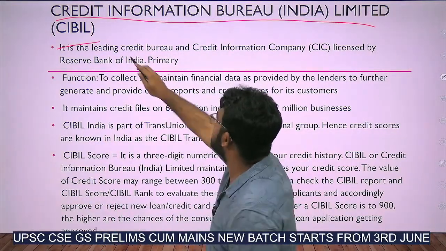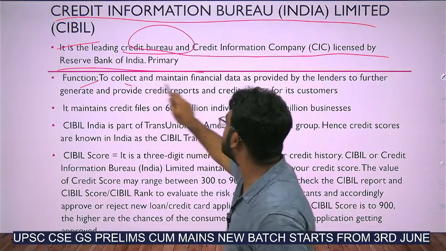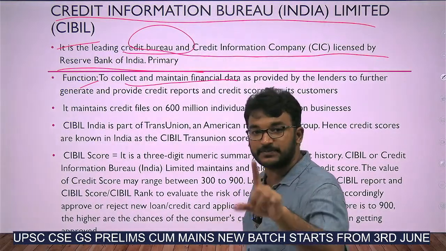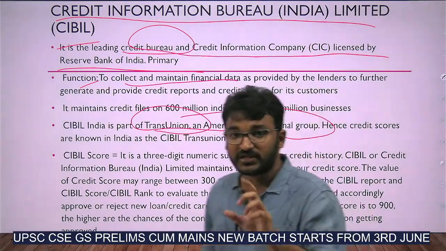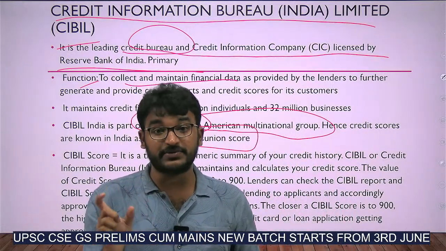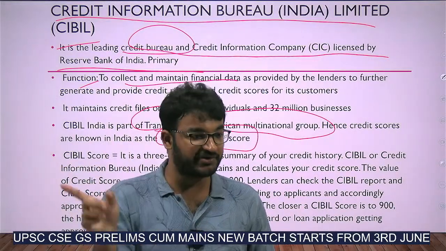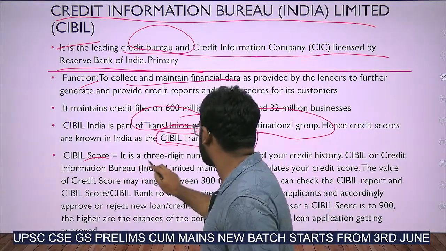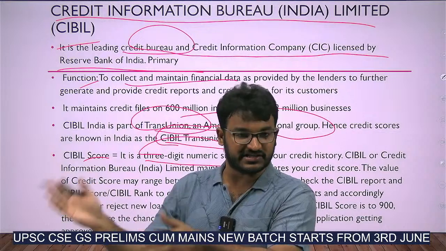This is the leading credit bureau and credit information company licensed by RBI, and its primary function is to collect and maintain financial data regarding our loan characteristics and so on. CIBIL India is a part of TransUnion, an American multinational group. That's why credit scores in India are known as the CIBIL TransUnion score. If you check your CIBIL score on Policy Bazaar, it will show this as the CIBIL TransUnion score. Color coding will come based on this. And you need to know about the CIBIL score: I already told you, it is a 3-digit numeric value, 300 to 900. Near 900, it is good.